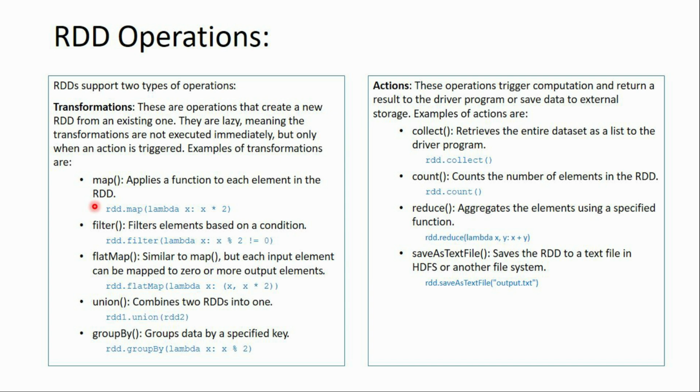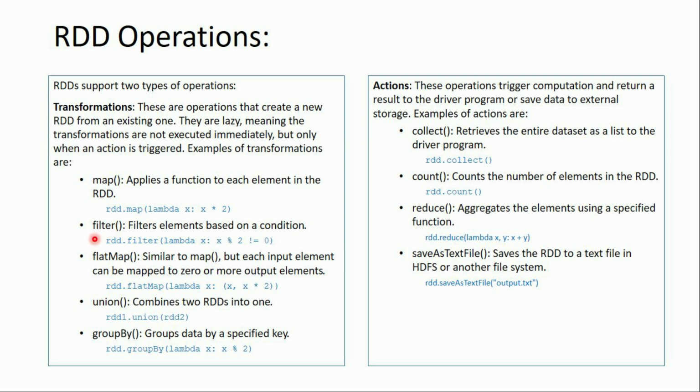The map transformation applies a function to each element in the RDD. For instance, we can multiply each number in the RDD by 2. This will return a new RDD with each element transformed according to the given function.